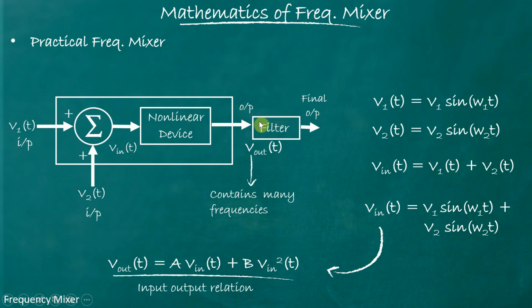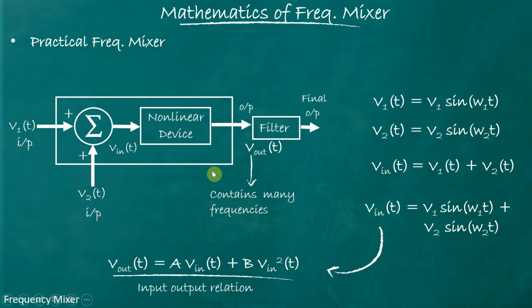Then it is given to the filter circuit, and the output of the filter would be the final output of the frequency mixer circuit, right? So let's see a practical frequency mixer block diagram where there are two inputs v1 and v2. You can see here v1(t) is equal to v1 sin omega 1t, v2(t) is equal to v2 sin omega 2t, right? They are given to an adder circuit, so simple addition, so v in is equal to v1(t) plus v2(t), right? So we have this v in(t).